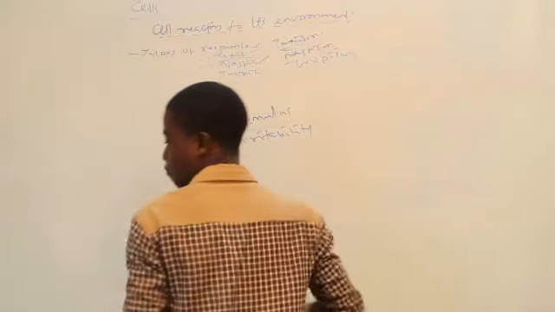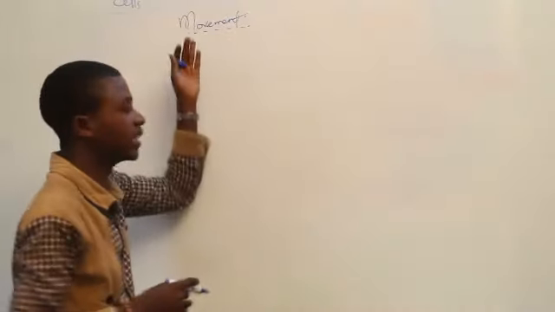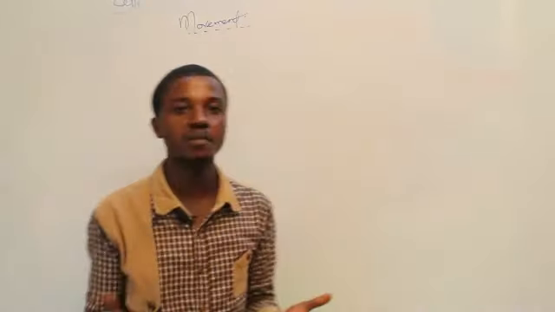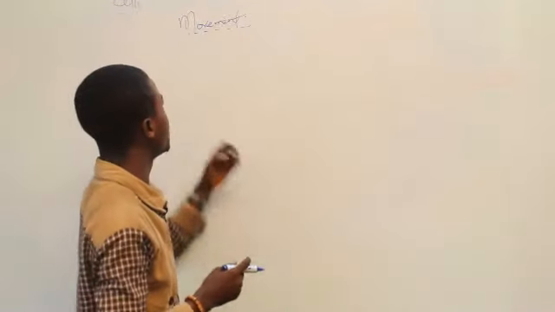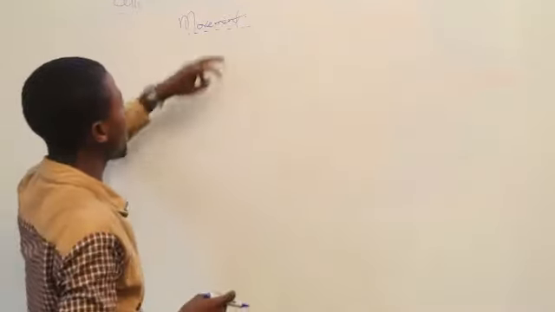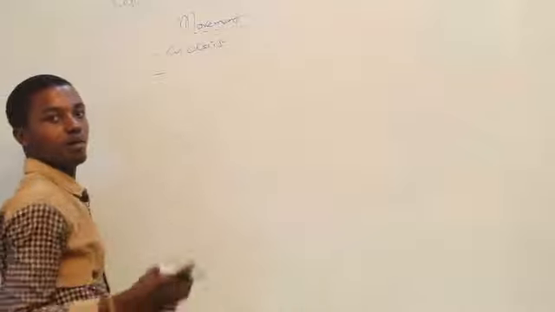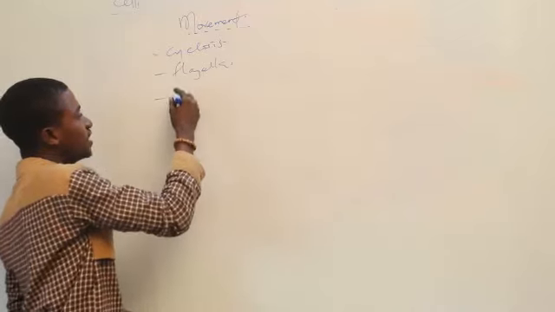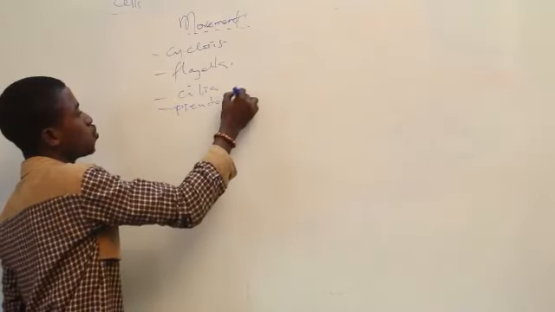Let me show you something there as well. What we've got on the board is movement. Movement simply means the change in position of a cell, of a body, of an organism with respect to time. The concept of time defines movement. For the scope of this class, we're going to be looking at cyclosis, and movement structures in organisms such as flagella, cilia, and pseudopodia.